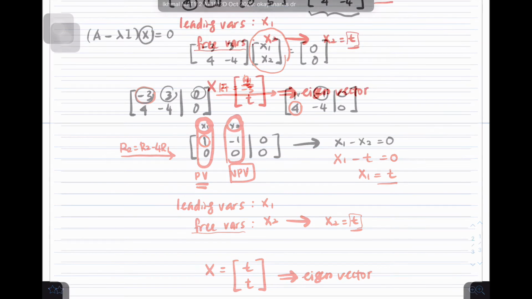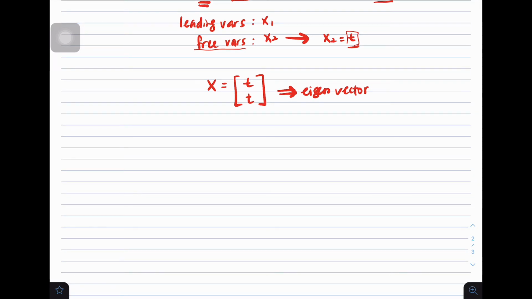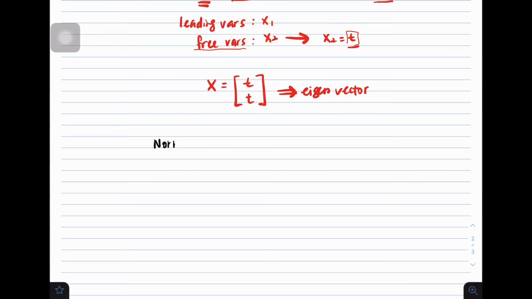Okay, so now we want to continue to find the normal eigenvector. If you can remember, to find the normal eigenvector, we use the symbol U for the normal eigenvector. Okay, so to find the normal eigenvector, the symbol is U, and the formula is x divided by the magnitude of x. Okay, so how to find the magnitude of x? Square root of x1 squared plus x2 squared.